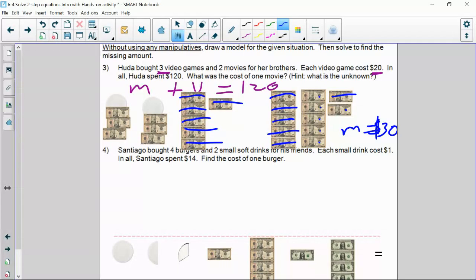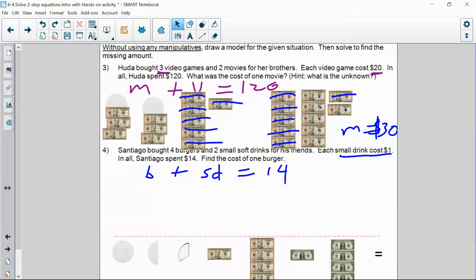All right, last one, and then you'll get to practice some on your own to see how you are doing with this. Santiago bought 4 burgers and 2 small soft drinks for his friends. Each small drink cost $1. Okay, so if we know we had burgers and we had small drinks, and we spent $14, that's basically the setup of our equation. All right, so each small drink was $1.